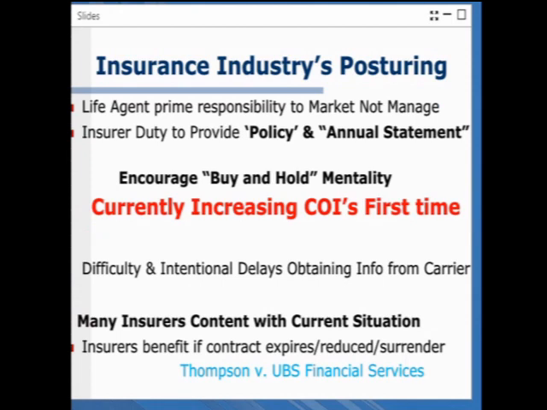So we've spoken about the insurance agent, the attorney, the CPA, the trustee. Let's weigh in for a moment on the insurance industry's posturing, on the insurance industry's feeling. Well, very simply, the life agent or broker, their prime responsibility is to market, not manage. The insurer's obligation is merely to provide a policy and to provide an annual statement.